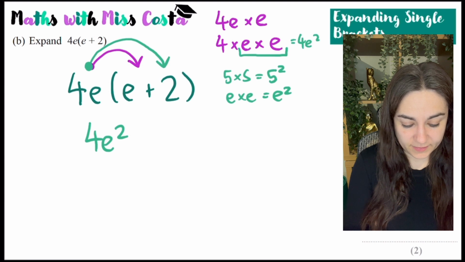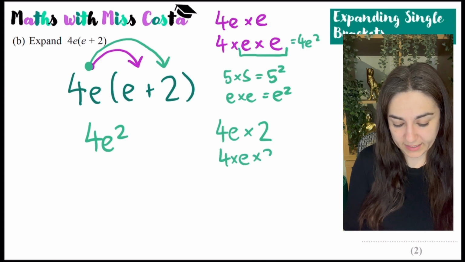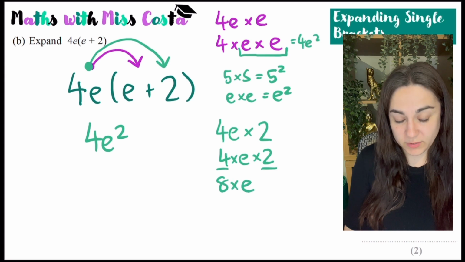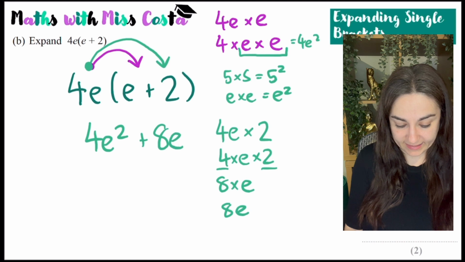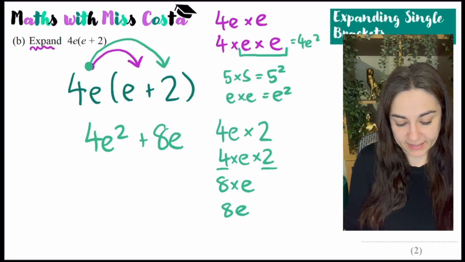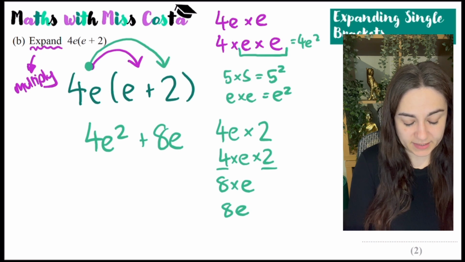And then I do the same thing. I multiply 4e by 2. So I can do my working out over here. I'm doing 4e times 2, so 4 times e times 2. I multiply the numbers together: 8 times e, which becomes 8e. Okay, so expand. That word, we need to know what it means, and it just means multiply.